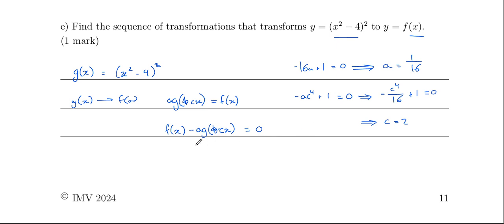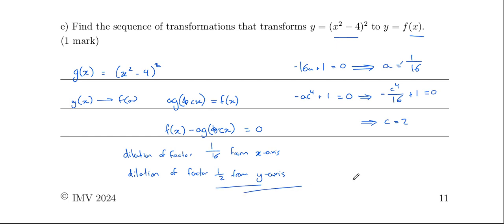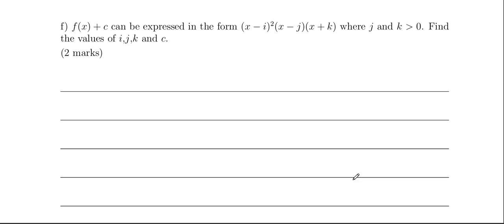So therefore, our transformations are a dilation of factor 1 on 16 from the x-axis, and then a dilation of factor, so c is 2, so 1 over 2, from the y-axis. There we go. All right, next question.